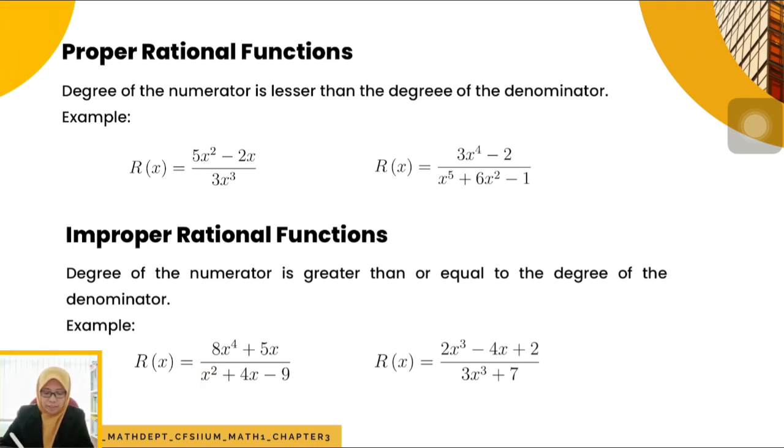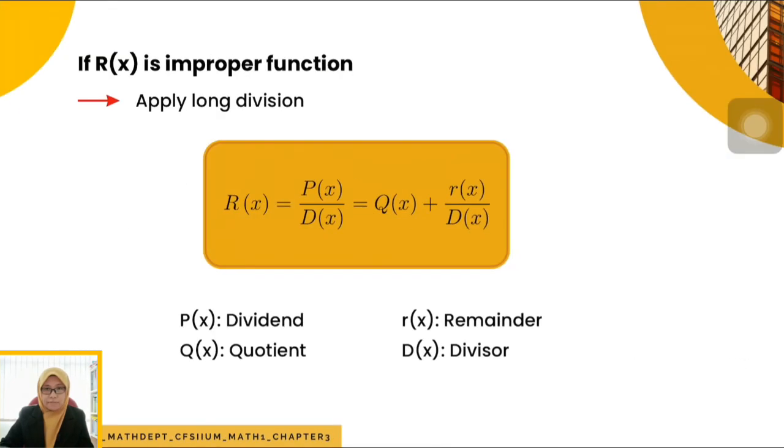And then for equal degrees of numerator and denominator, we have (2x cubed minus 4x plus 2), and in the denominator also, our polynomial is of degree 3, so (3x cubed plus 7). When we have an improper rational function, we can convert it to a proper rational function by using the long division method that we have learned in 3.2, division of polynomials.